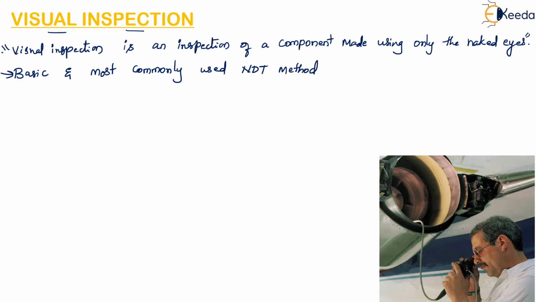Here we can see a person viewing some object with the help of his eyes. This is the most simple example which we can see from the image. This kind of inspection does not necessarily require any special equipment, but some special training is required for the person who is inspecting to look for any defects in the component.